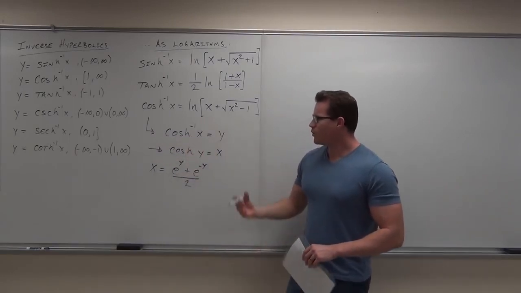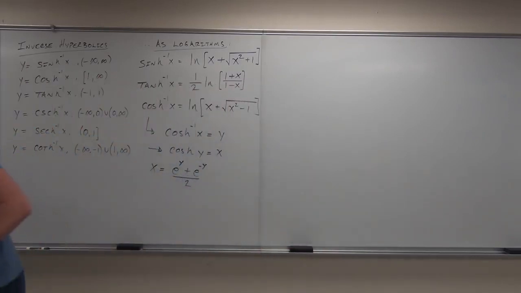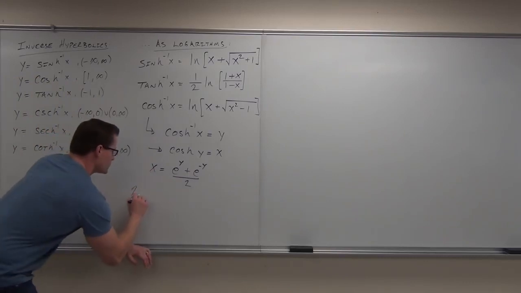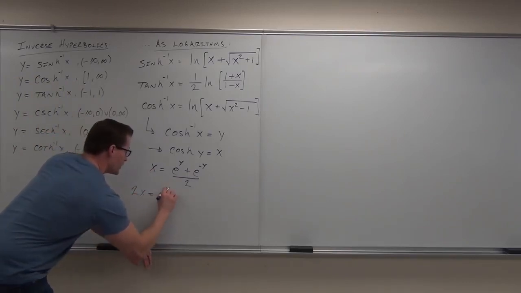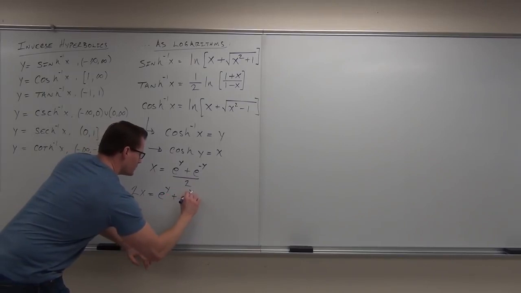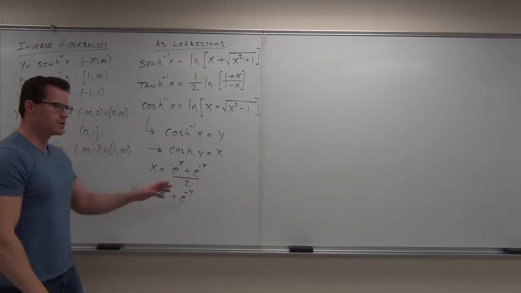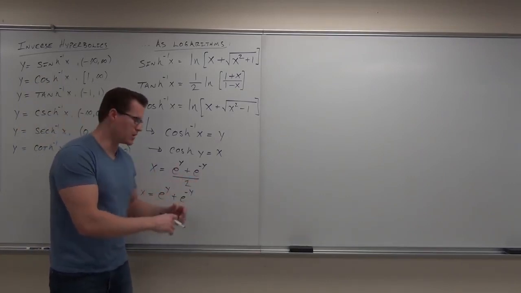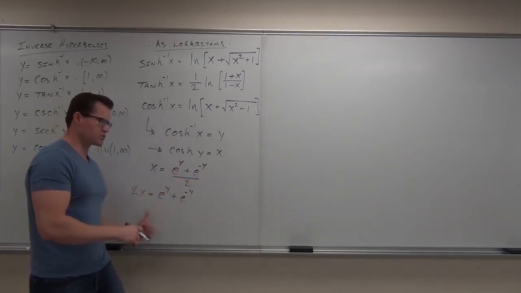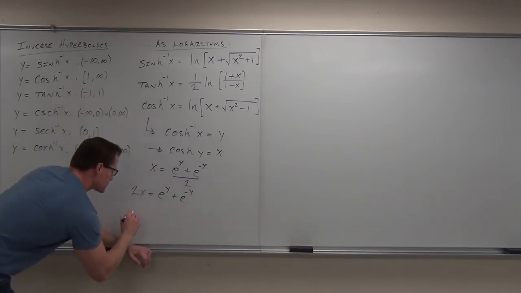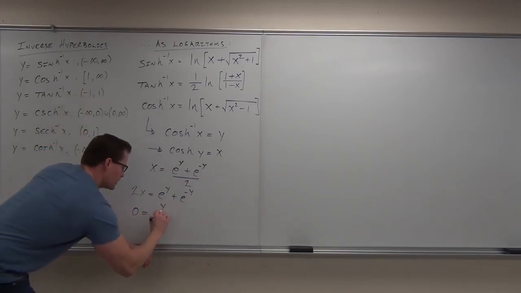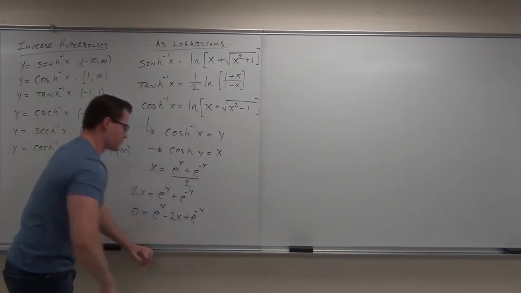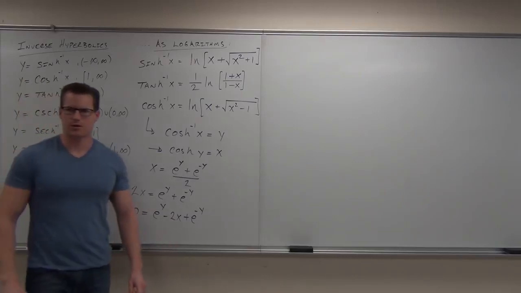We're just solving this. One idea we're going to do here: what if we just multiplied both sides by 2? Then we get 2x equals e to the y plus e to the negative y. All right. Now I'm going to manipulate this equation a little bit. I'm going to solve this for 0, so I'm going to subtract 2x on both sides. So I'm going to get 0 equals e to the y minus 2x plus e to the negative y. You guys okay with that so far?